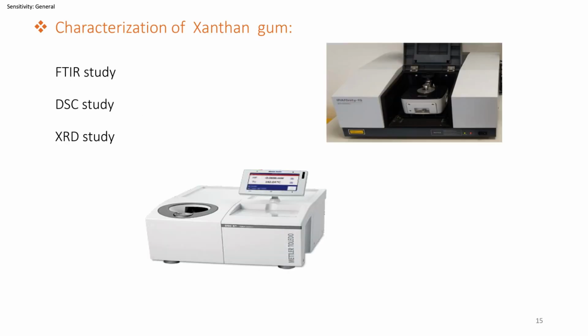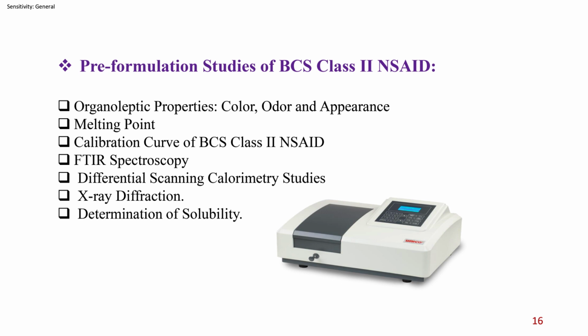Characterization of xanthan gum was done by FTIR study, DSC study and XRD study. Some of the pre-formulation studies were organoleptic properties such as color, odor, appearance. Second was melting point. Third was the calibration curve of the BCS class 2 NSAID. Fourth was FTIR spectroscopy. Then was DSC study, then X-ray diffraction, and then solubility determination.